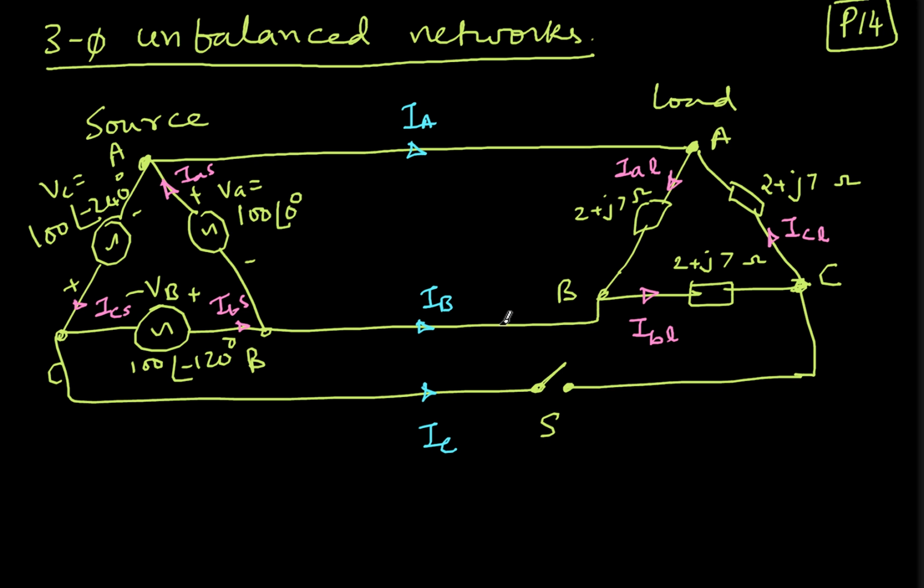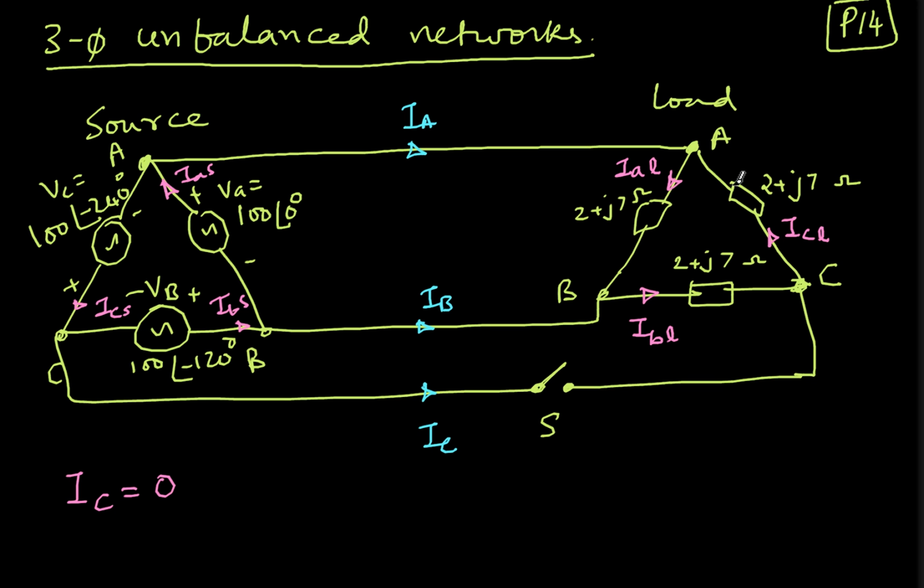The switch could have been in the B line or in the A line, so it is basically symmetrical in that way. The switch can also be between B and C, or between A and C. There are several ways we can make a balanced system into an unbalanced system, but for the time being, let's go with this. So immediately I can write IC equal to 0. The current in line C will be 0 because the switch is open, so there is no current in this line.